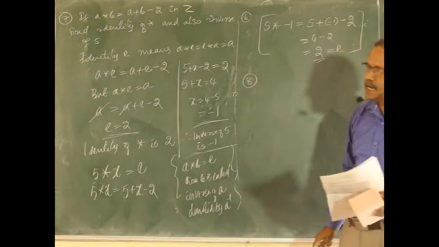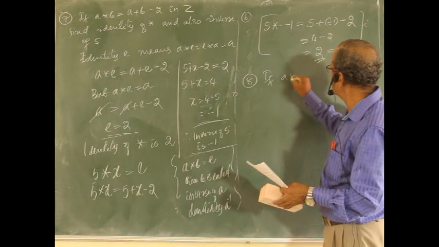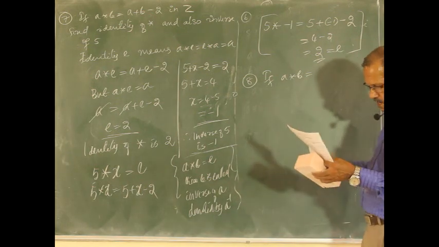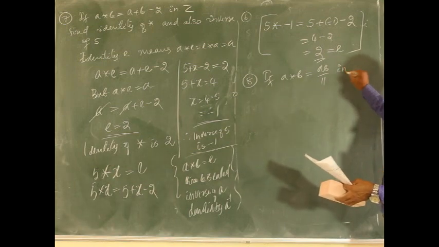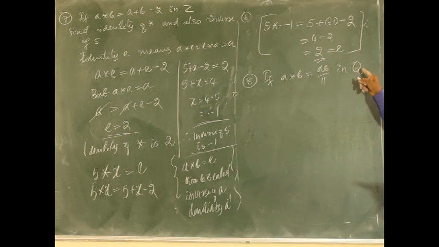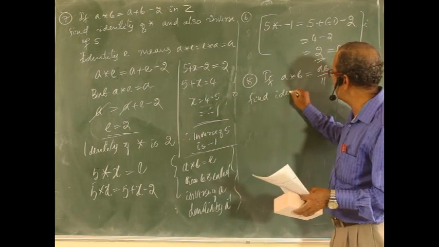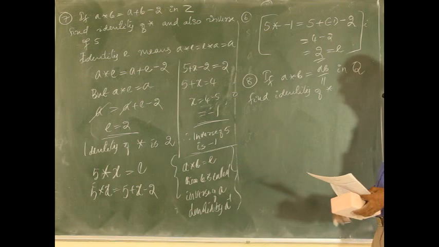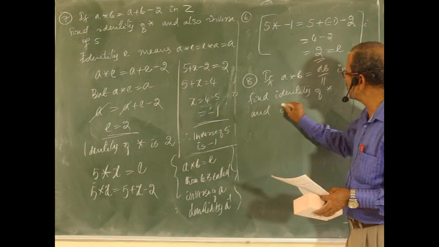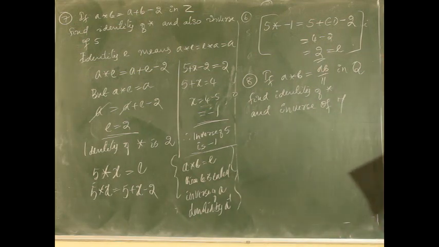The next one is just similar to that one. See here, you have to find, if A star B equal to AB by 11 in Q, where Q means set of all rational numbers. Find identity, same question, identity of binary operation star, and inverse of 7. Yes, similar type of problem to the previous one.